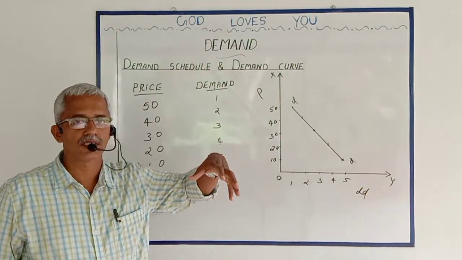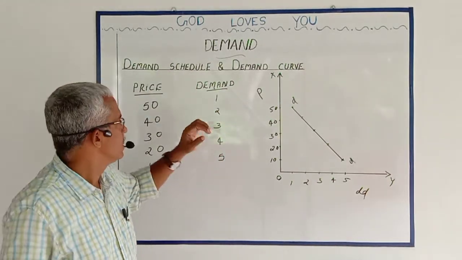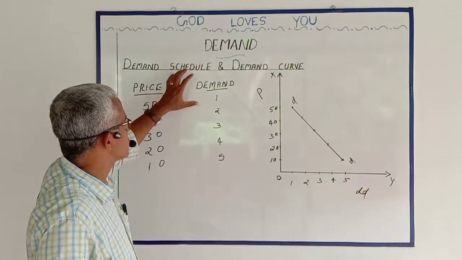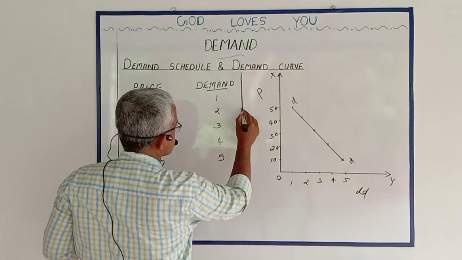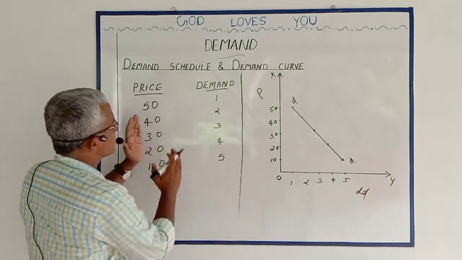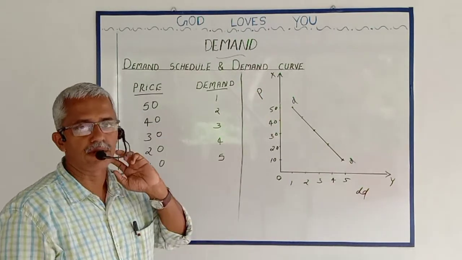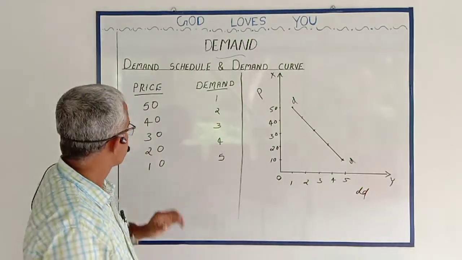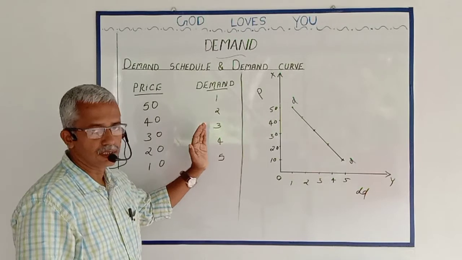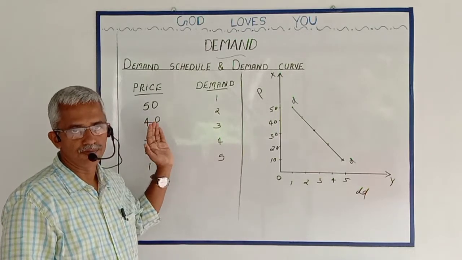Demand is a basic concept which we have already explained. Demand schedule, in the sense, is a table. These concepts are related to the demand schedule. There is a price and demand. A demand schedule is a table which represents the quantity demanded at different price levels.